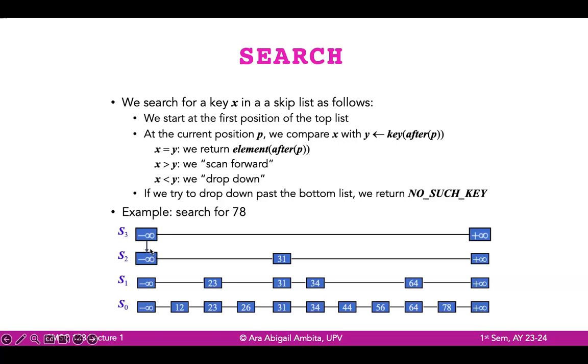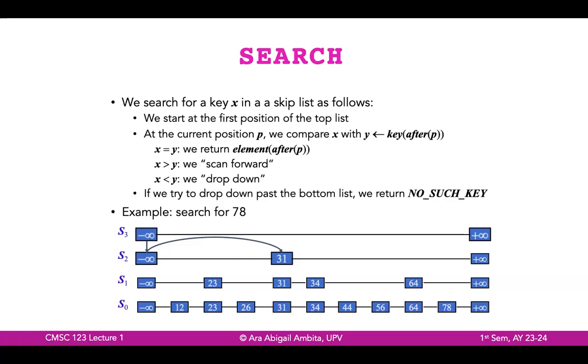This is P. Now we compare key 78 again with the element after P, which is 31. Is 78 less than 31? No, 78 is greater than 31. According to our rule, if x is greater than y, we scan forward, or we move right. So that means we move right. This is now our P, our current position.